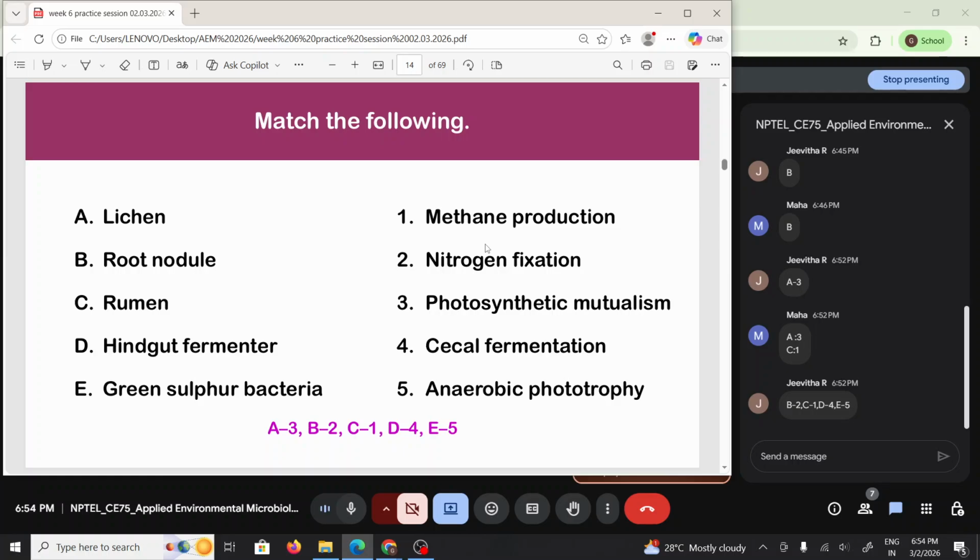Okay, so that is a kind of a photosynthetic mutualism. Photosynthesis happens there, and both organisms are mutually benefited. So, as the term can easily suggest, lichen stands for photosynthetic mutualism.